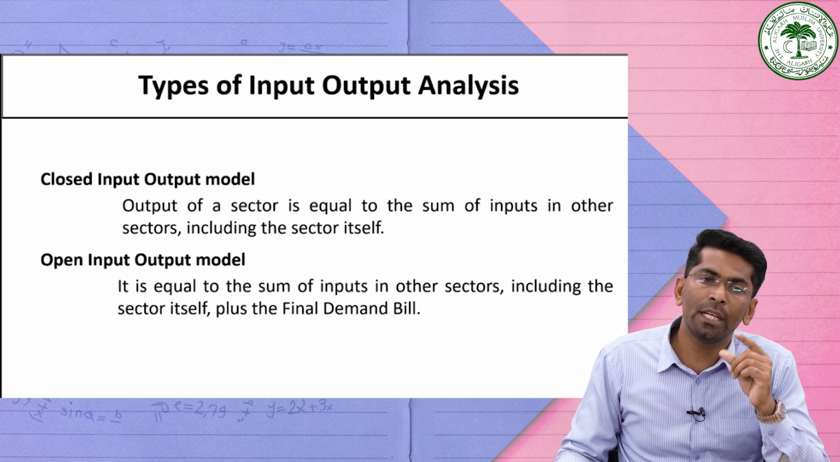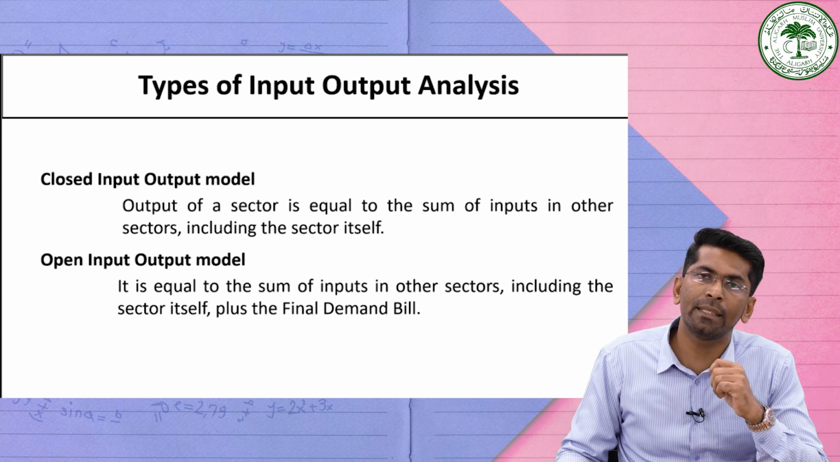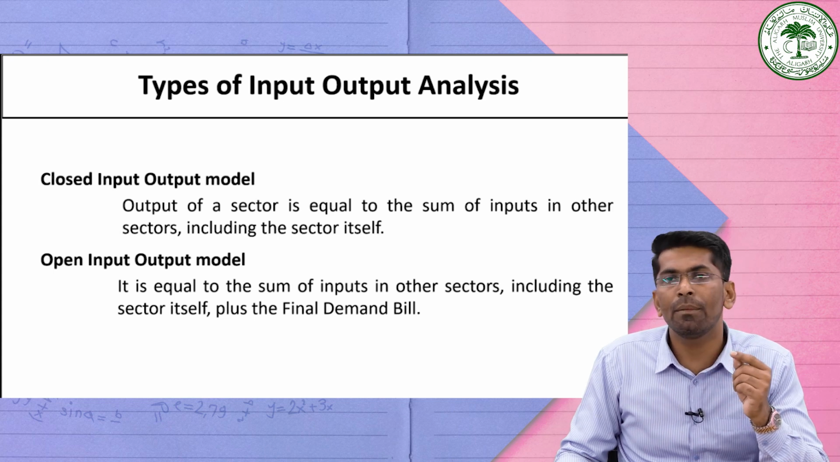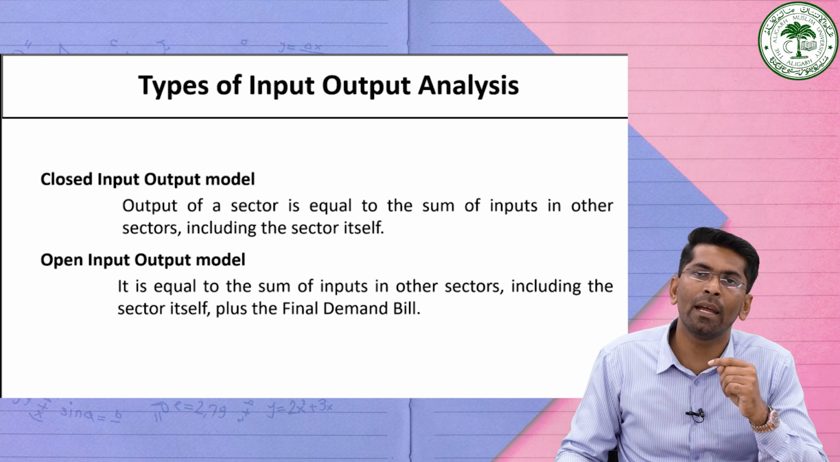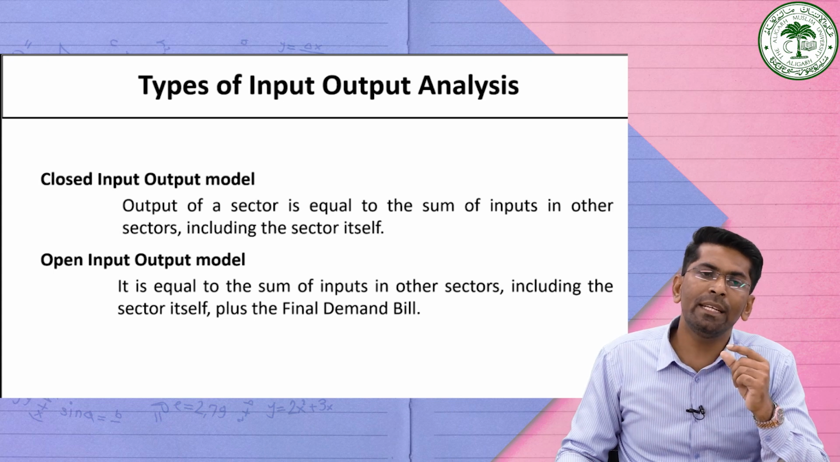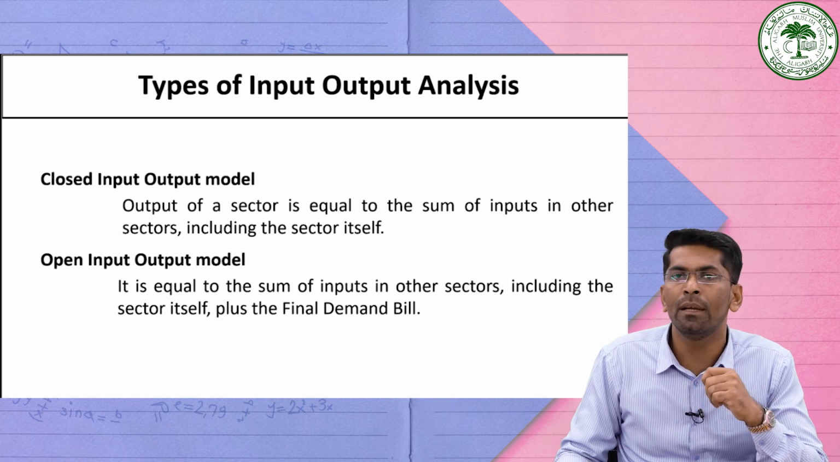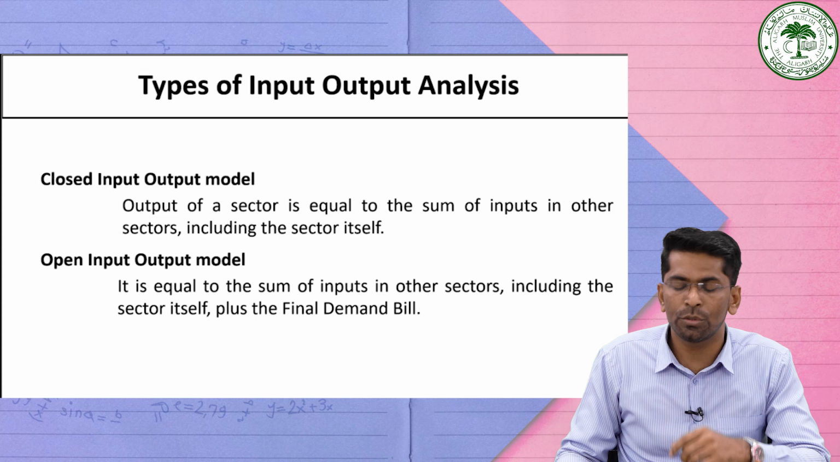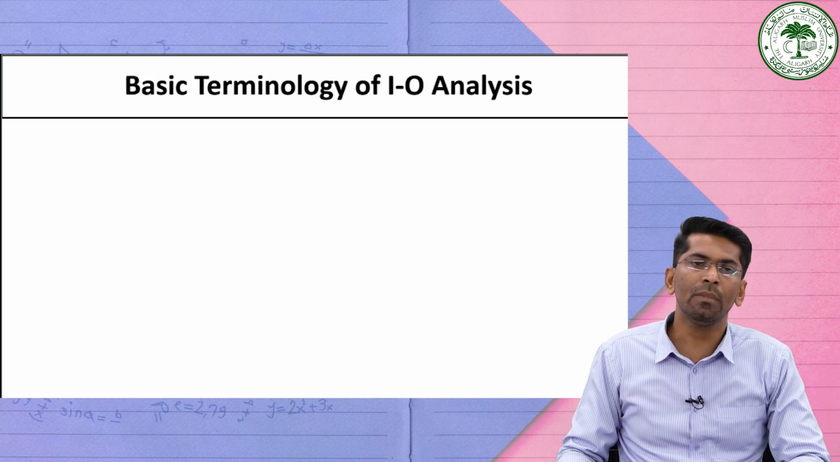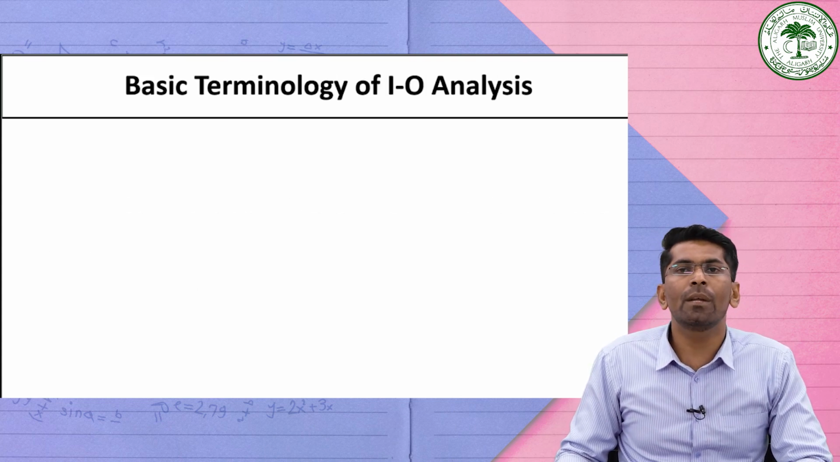So here we are generally including the final demand sector as well, that is, the demand by the household sector and government sector. The basic difference between the closed input-output model and the open input-output model is that in the case of the open model, there will be an additional final demand vector, that is, the final demand by the household and the government sector. Now there are certain basic terminologies in input-output analysis.